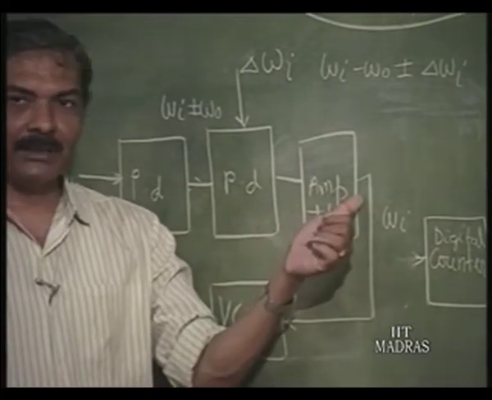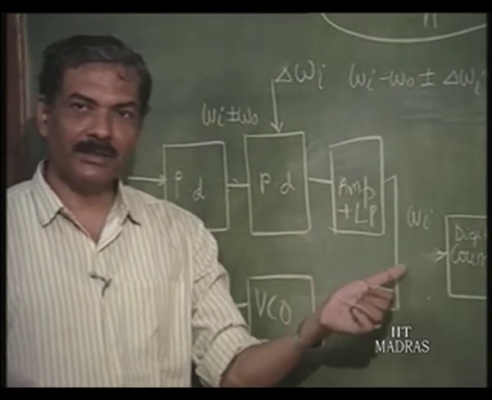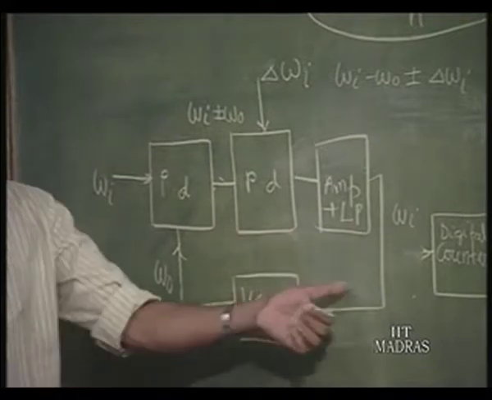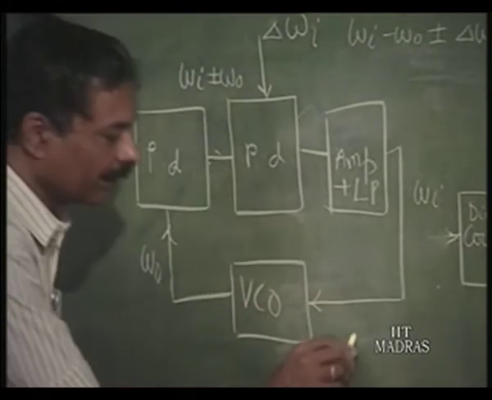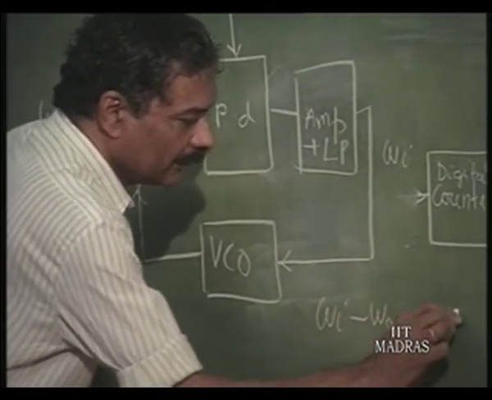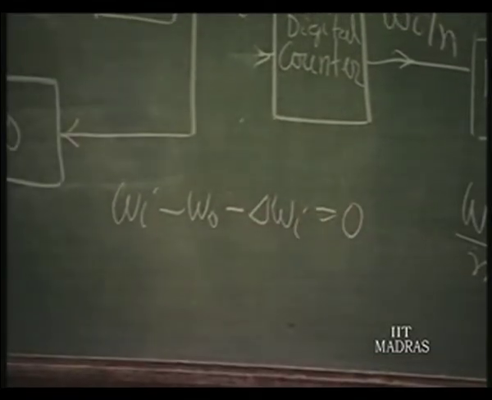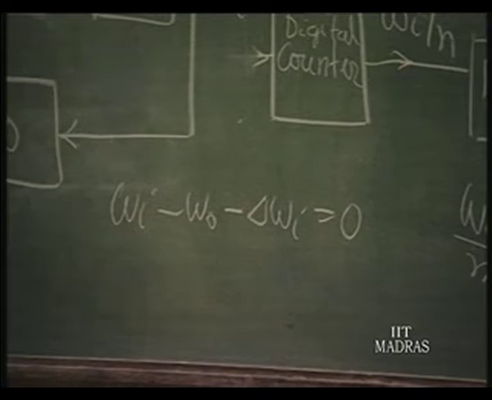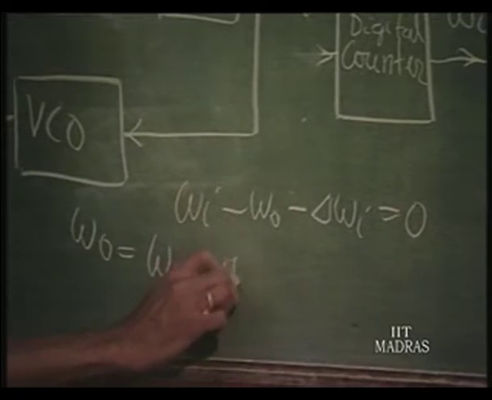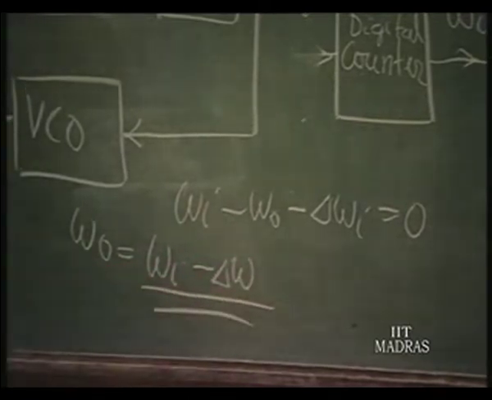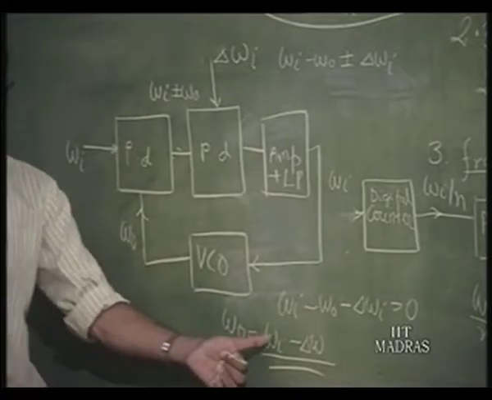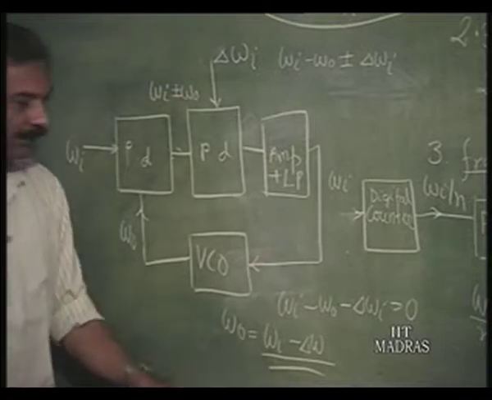That is what this amplifier plus low pass filter will do. It will convert it into a DC and this DC should remain constant here. This is going to be another DC. That means, at this particular point, let us say omega I minus omega naught minus delta omega I is equal to 0. 0 means DC. That is what happens. That means, omega naught is equal to omega I minus delta omega. So, output frequency will correspond to a translated frequency of omega I minus delta omega I.